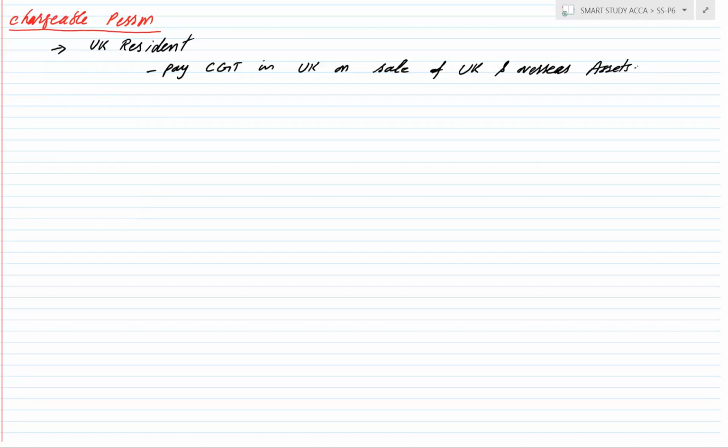And one point is understood, obviously he's going to pay tax only if he realizes profit. We are not going to pay any tax on losses. So if he sells his UK assets or overseas assets and realizes capital gain, only then he's going to pay tax. There is no tax on capital loss.